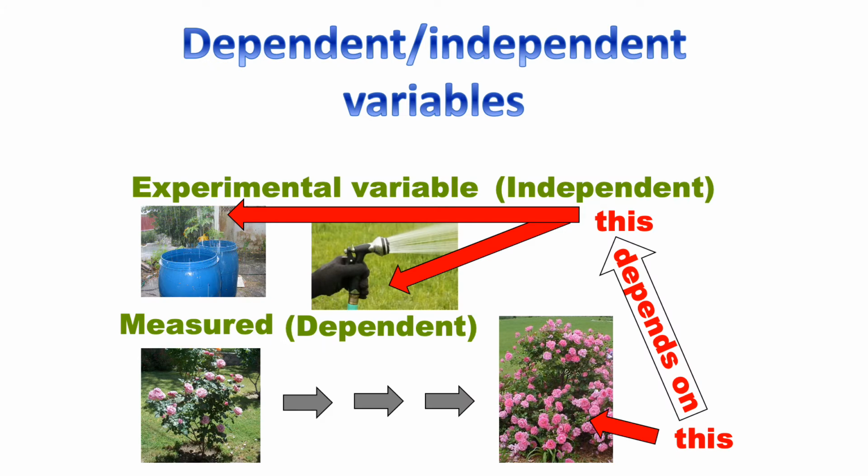In an experiment, there are two important variables, dependent and independent variables. The independent variable is the experimental variable. The dependent variable is the measured variable. The dependent variable depends on the independent variable. For example, if you have two rose bushes, one watered with collected rainwater and the other with a hose, the water would be the independent variable and the growth of the rose bush would be the measured or dependent variable.